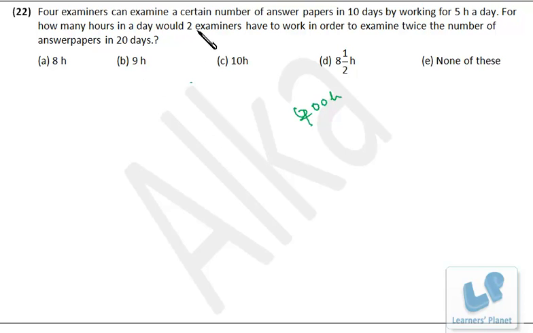Now availability is what? 2 examiners, 20 days. That means 1 examiner is available for 40 days, right? 1 examiner 40 days or 2 examiners 20 days, one and the same thing. So 1 examiner 40 days and the work is of 400 hours. That means he needs to spend 10 hours per day. Getting my point? 1 examiner 40 days. Every day if he works for 10 hours, he'll be able to complete 400 hours.